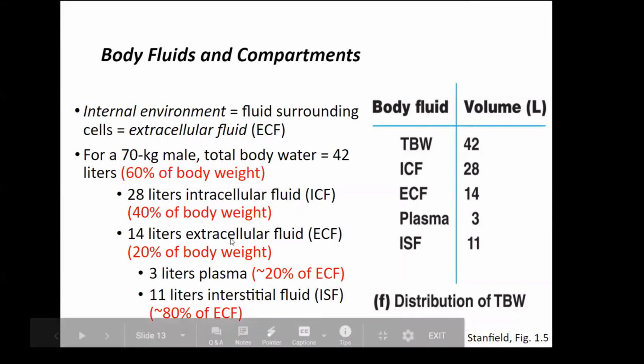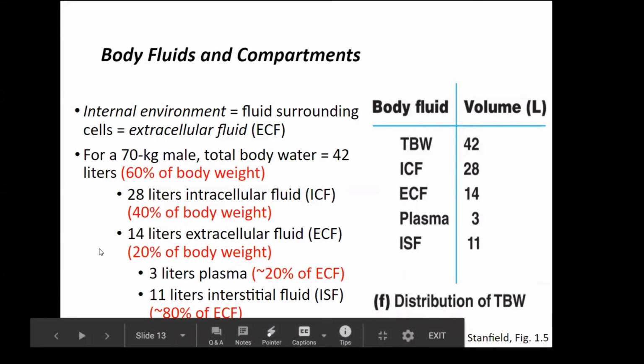And then when we're thinking about extracellular fluid, that 20% of body weight, so the other part of the water in your body, we're splitting that between the plasma, which is the fluid in your blood, and the fluid that's just generally surrounding cells, but it's not in the circulatory system. That's your interstitial fluid. We're going to abbreviate that ISF.